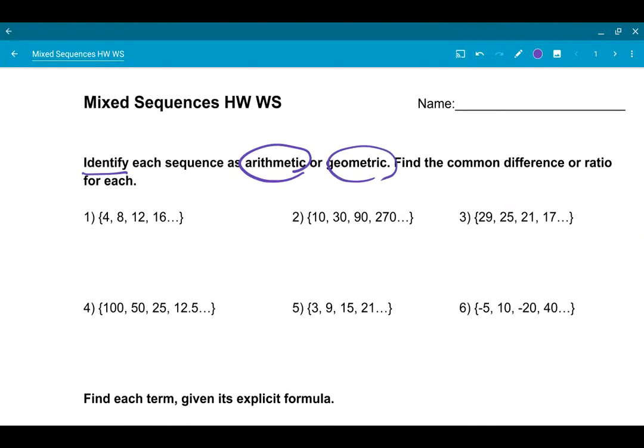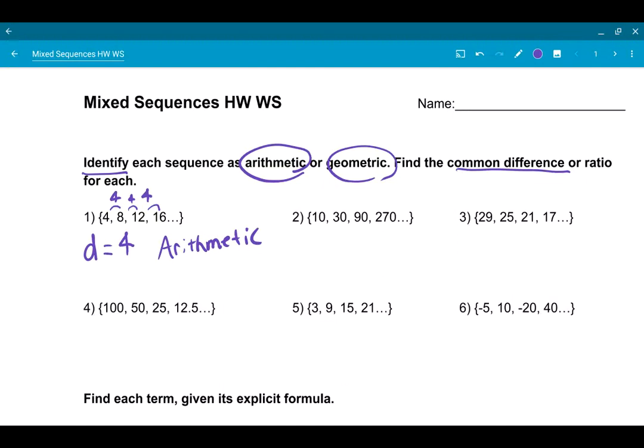So I'll do the first one with you. What I'm going to do is just look between these numbers. The first thing I'm going to do is see if it has a common difference. I'm going to subtract. So if I subtract, the difference here is 4. The difference here is also 4. The difference here is 4. The fact that I got the same number every time means that I have a common difference. And this is actually what the second half wants. It wants that common difference. So since it was a common difference, I know that this was arithmetic.